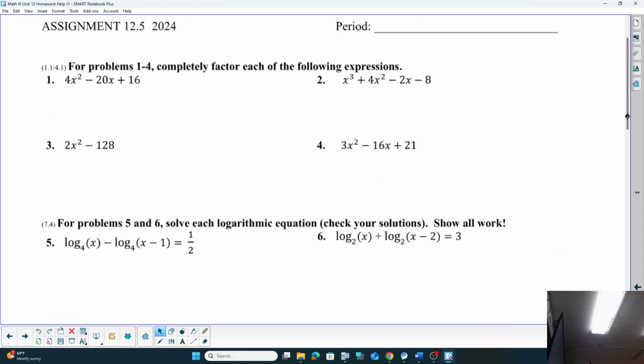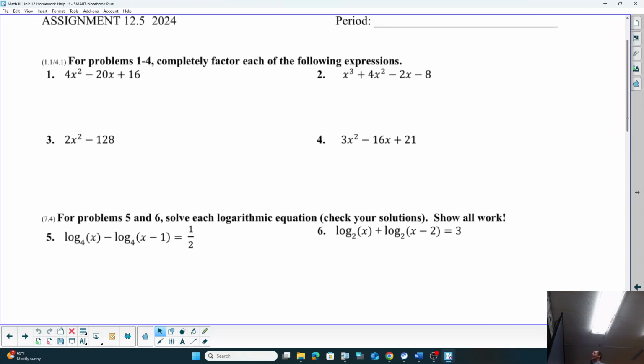We got this. Factor completely. Remember that factor? Pull out the GCF first. That's going to help you to factor these. So we're left with x squared minus 5x plus 4, it's looking like. Is that what you got?